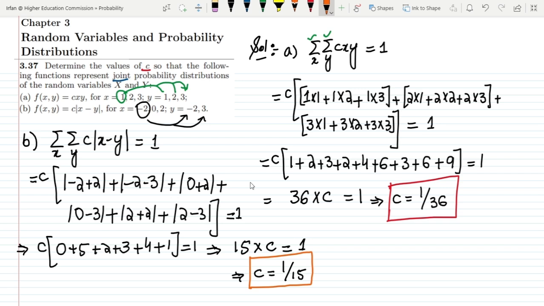Okay. So that's it for today, in which we have seen the progression of the joint probability distributions. What are the joint probability distributions, and how can we find out different values out of them if the condition of the joint probability distribution has to be satisfied.